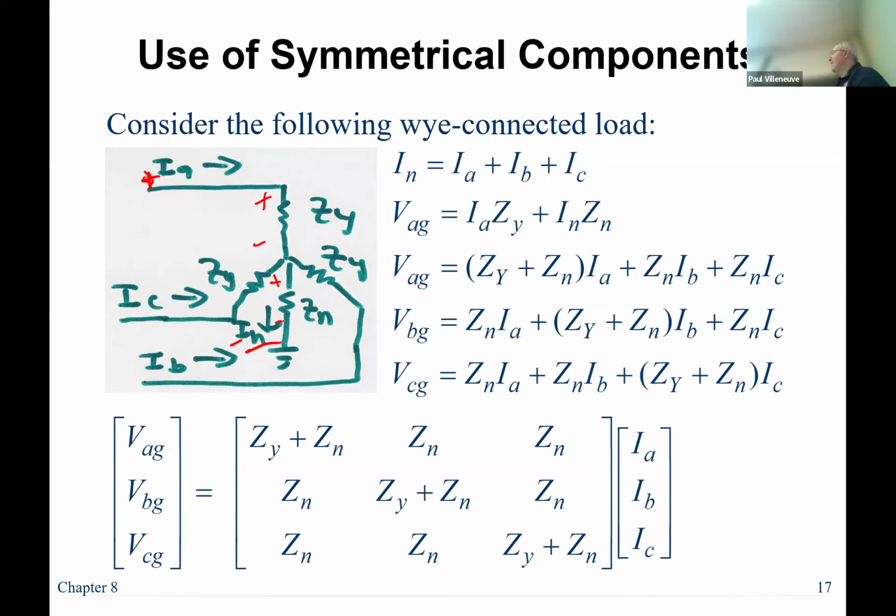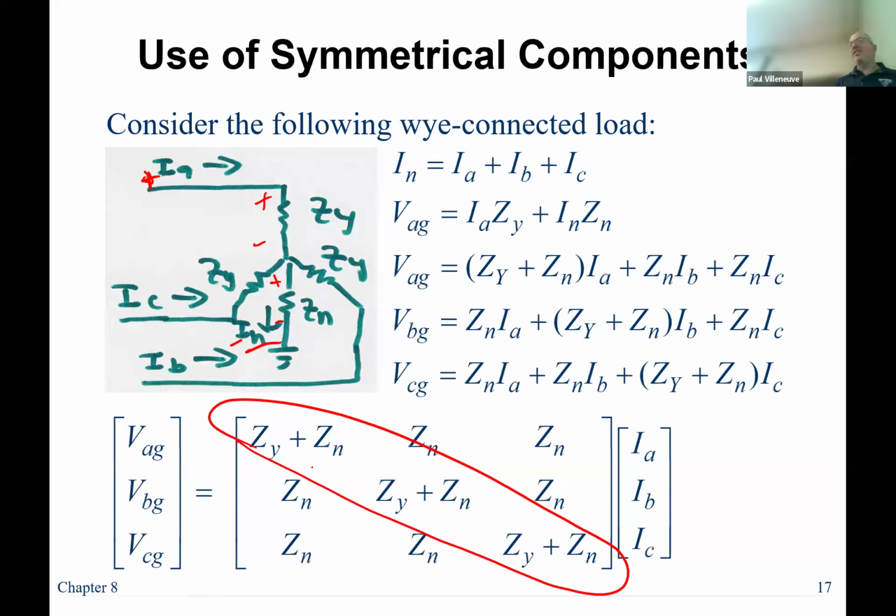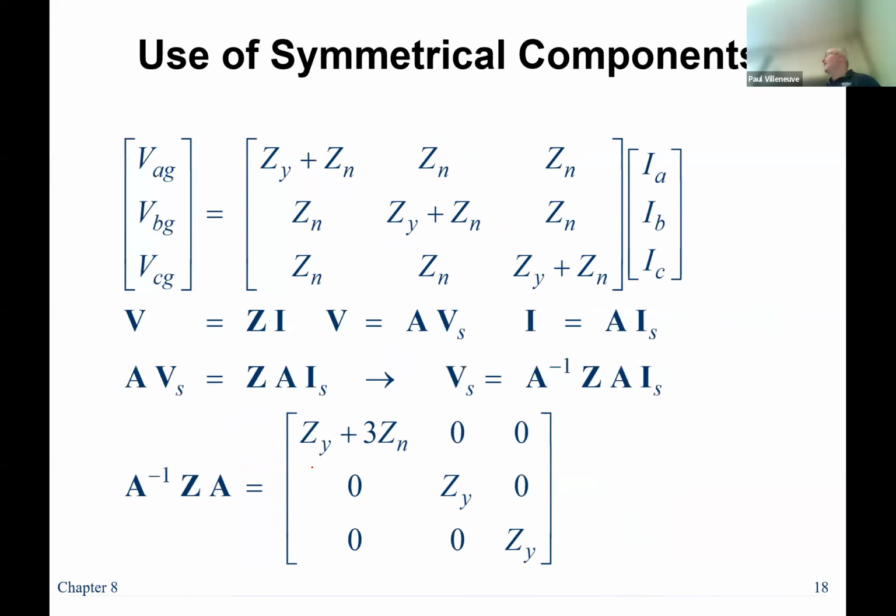So now I go ahead and set it up as an easy equation with factoring it out. So I have ZY plus ZN times IA plus ZN times IB plus ZN times IC. Those are the actual voltages of our system with reference to ground. I do that for B and I do that for C. And you'll notice that my diagonal looks exactly the same, and then the off diagonals are just Zn.